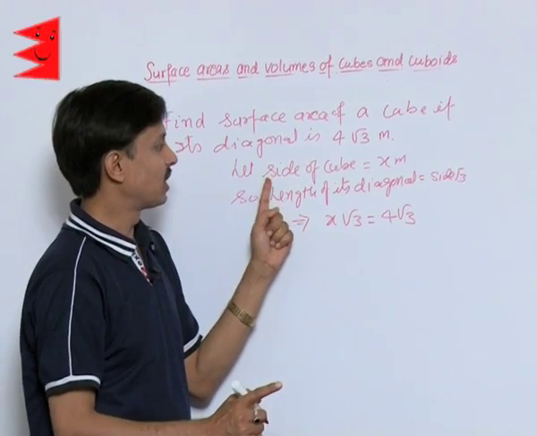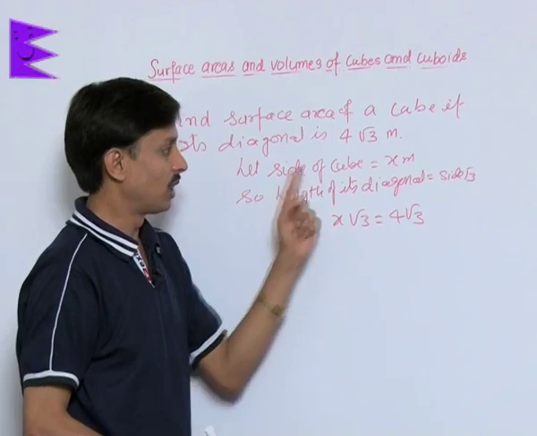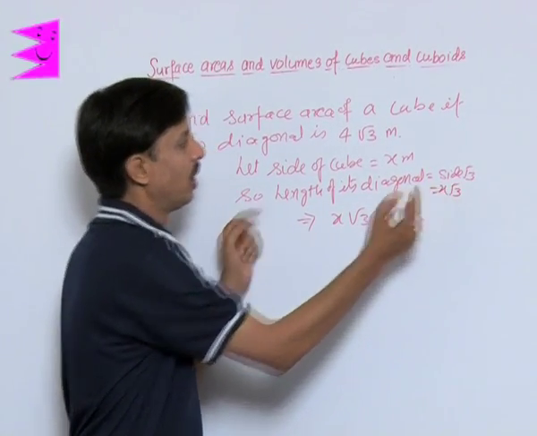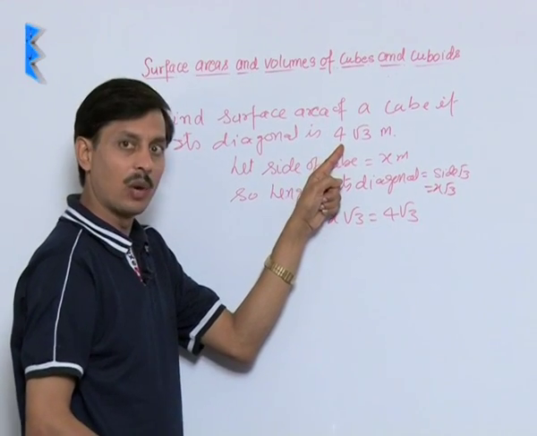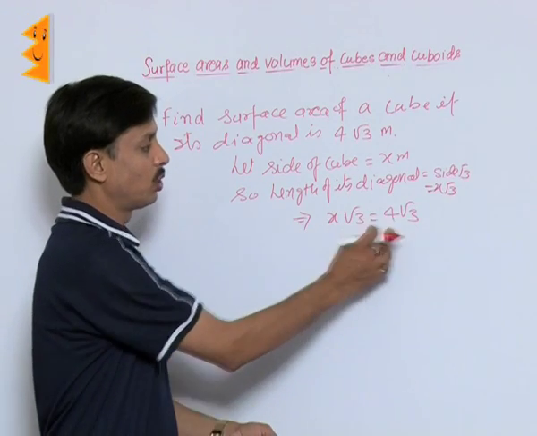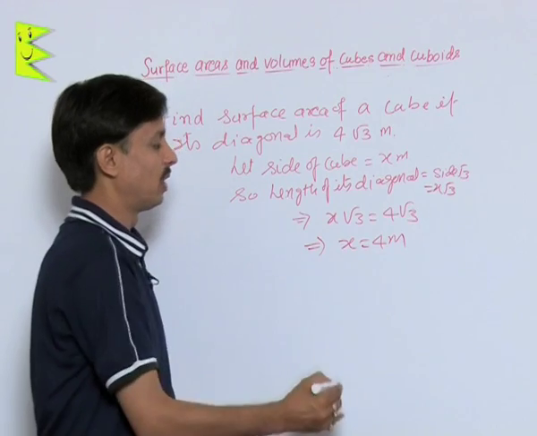We have assumed the length of the side of the cube is x meter. Therefore, the length of the diagonal is side root 3, or you can say x root 3. But the value of the length of the diagonal in meters is given as 4 root 3. This becomes x root 3 is equal to 4 root 3. This implies x is equal to 4 meters.